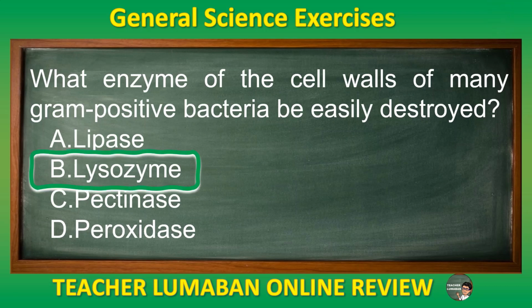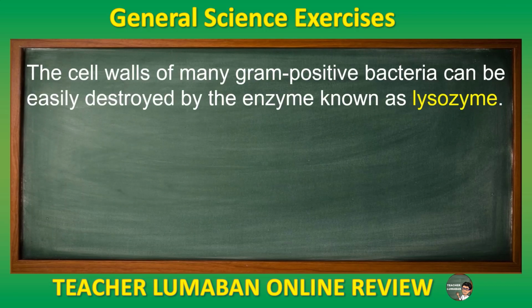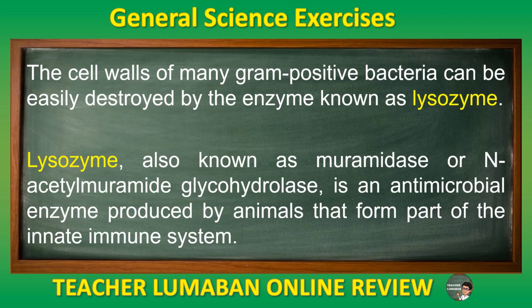The correct answer is letter B, lysozyme. The cell walls of many gram-positive bacteria can be easily destroyed by the enzyme known as lysozyme. Lysozyme, also known as muramidase or N-acetylmuramide glycohydrolase, is an antimicrobial enzyme produced by animals that form part of the innate immune system.